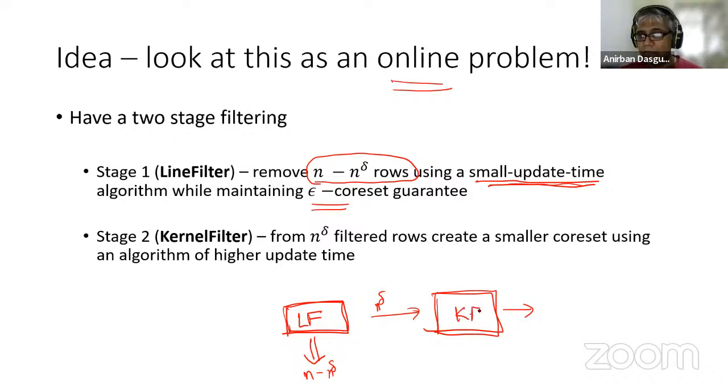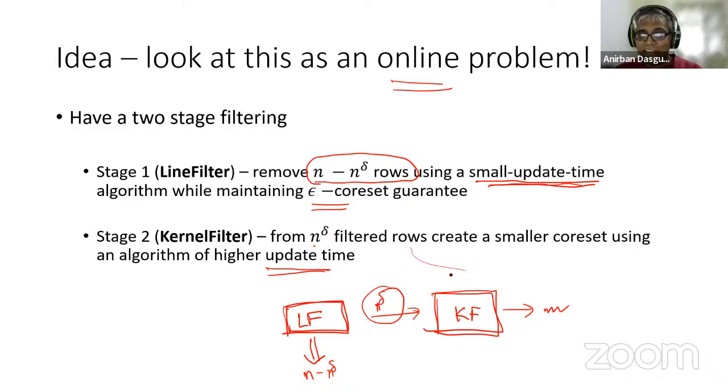The second one will be a more expensive algorithm, what we call a kernel filter. It will have higher update time, but it will only work on these n to the delta filtered rows and give me a much smaller coreset that will obey this coreset guarantee. Basically, it's a mixture of two lemons that give me this lemonade. One of them is a fast algorithm that doesn't throw away very many points, it throws away a lot, but not significant enough. The second one is a much slower algorithm, but it really reduces the size of the coreset.